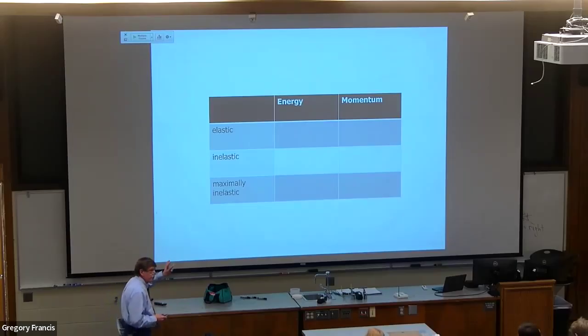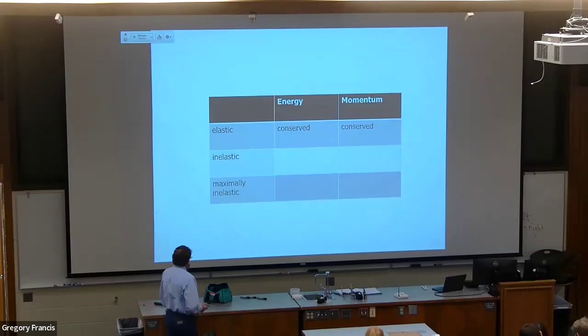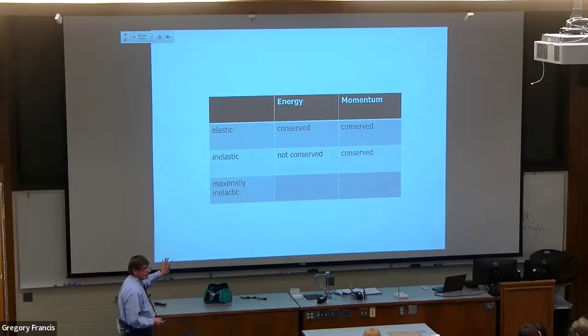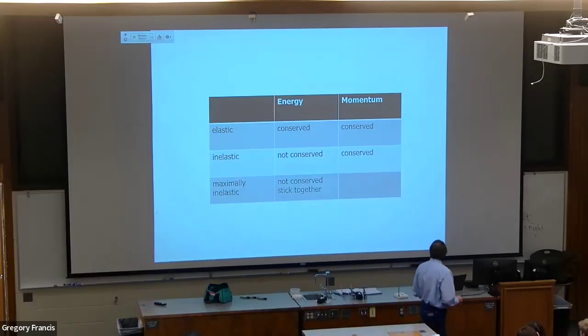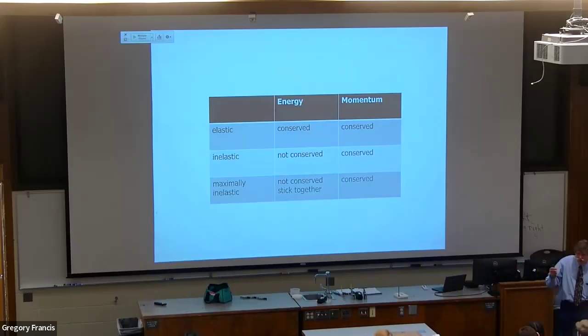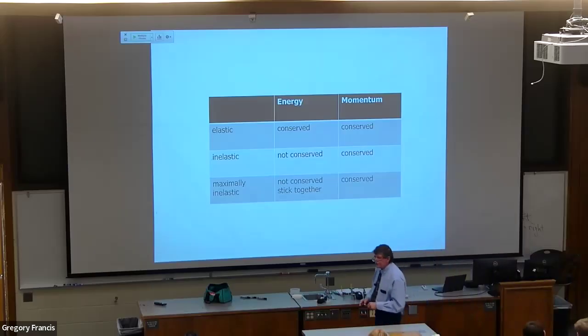Okay, so this table, I hope, will settle that. For an elastic collision, mechanical energy is conserved. What about momentum? Conserved or not conserved? Conserved. For an inelastic collision, mechanical energy is not conserved, but momentum is conserved, okay? For a maximally inelastic collision, again, mechanical energy is not conserved, but also we have the condition that they stick together. And momentum is conserved. You cannot find a collision in the universe that does not conserve momentum. And when you think about it, that's because there's only one bucket.